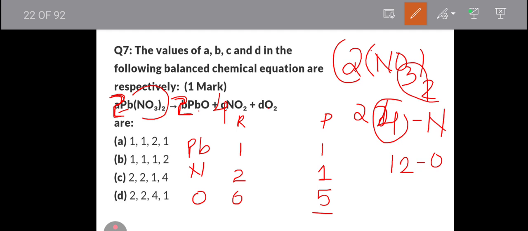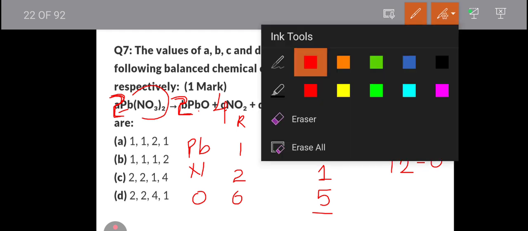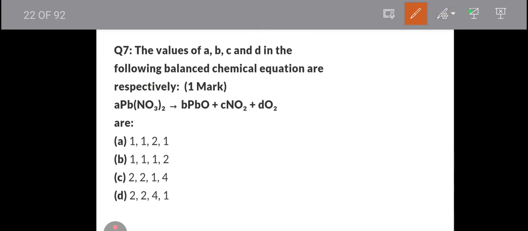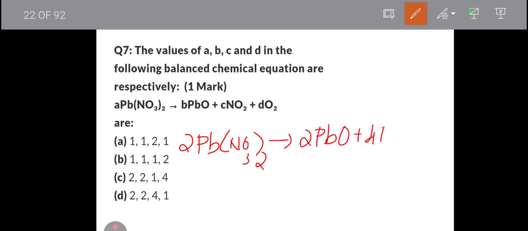Now you just count the total number of all the atoms on both the sides. We have written it like this, right? 2 Pb(NO3)2 gives 2 PbO plus 4 NO2 plus O2. Now you see lead: you have 2 lead here, 2 lead here. Lead is balanced. Now nitrogen: 2 into 2, 4. Here also 4 nitrogen. Nitrogen is balanced.